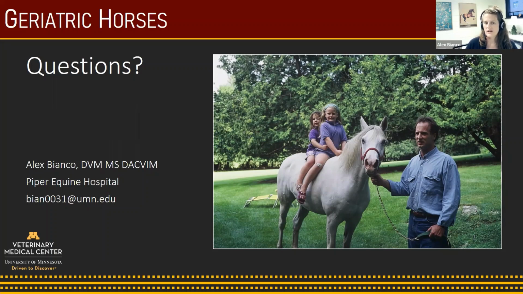Things like osteoarthritis get worse over time. We know that the NSAIDs, the Equioxx, isn't going to stop that. So if it stops working, it's probably just because their disease got worse.